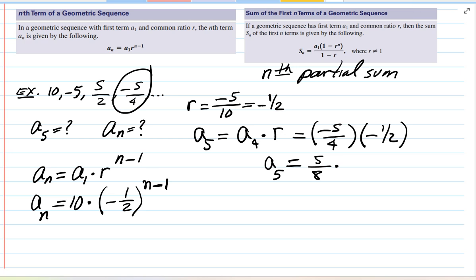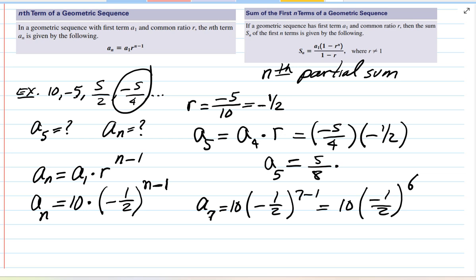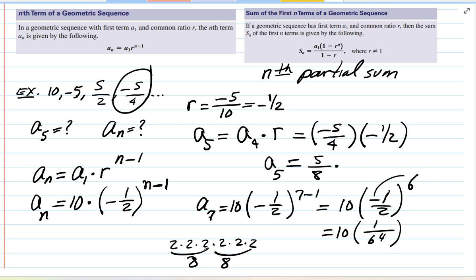So for instance, let's say I want to know what the 7th term is. A sub 7. I do 10 times negative 1/2 to 7 minus 1. That's 10 times negative 1/2 to the 6th power. Now negative 1/2 to the 6th power, that's going to be, let's see, 2 by 2 by 2, 6 times, right? That's 2 to the 6th, 64. So it's going to be 10 times 1 over 64. And because I'm raising to an even exponent, the negative becomes positive. And there you go. So the 7th term is 10/64.